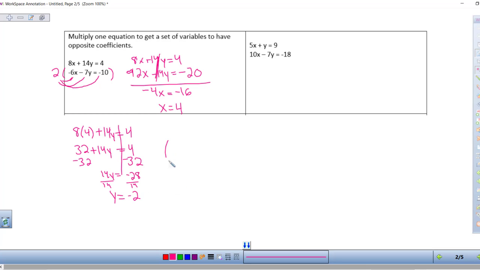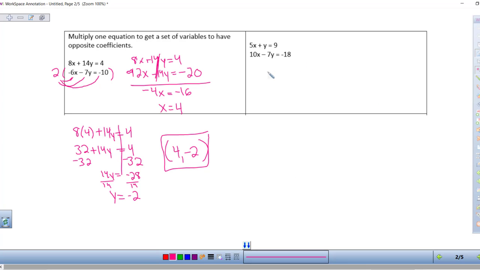And then our final answer is always written as an ordered pair. In the ordered pair, x needs to go first: (4, -2). We write it as an ordered pair because this is where those two equations would intersect on a graph. Remember, we did systems by graphing. That is where those two lines would intersect.